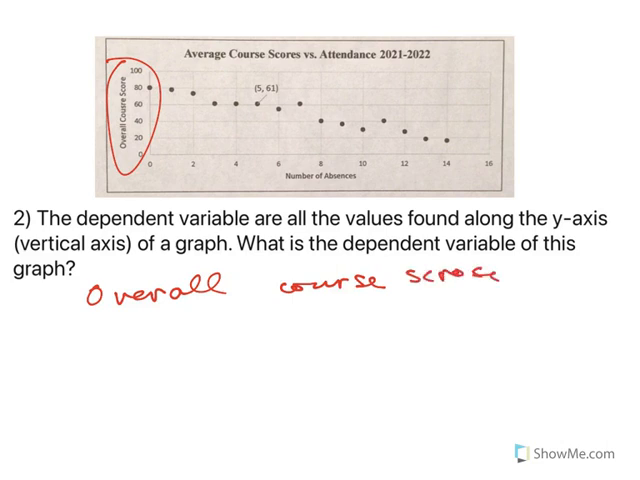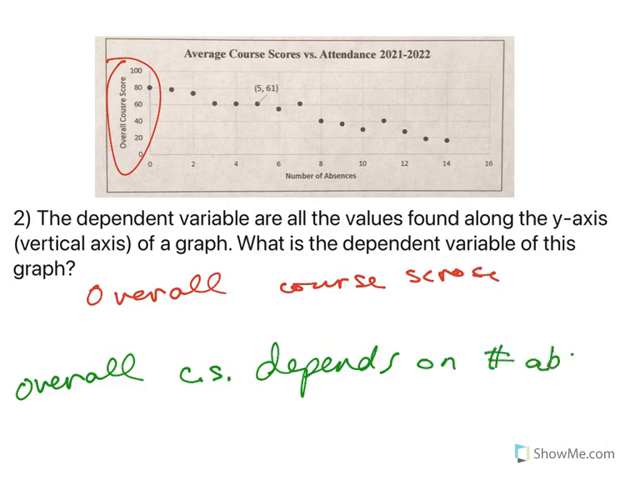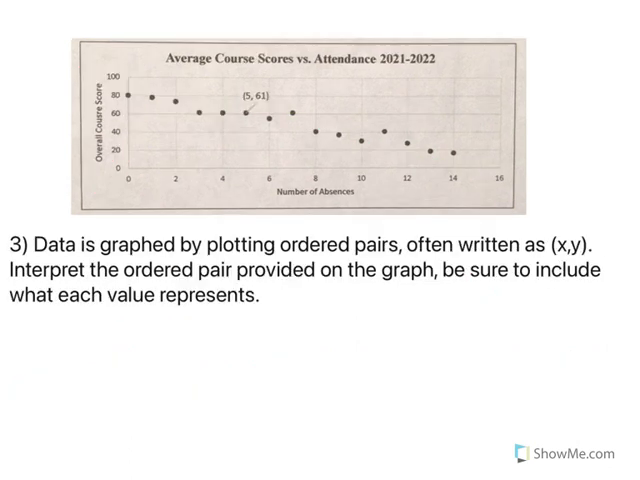Now, when we think about what makes this dependent, the overall course score depends on the number of absences. At least that's what this graph tells us. The more absences you have, the lower your course score, right? That's what this shows. And if I think about my years of being an instructor, that's kind of true. The students who show up and do what they need to do tend to perform better overall.